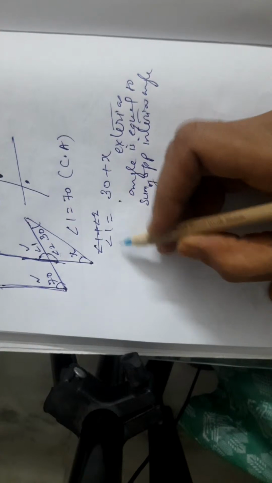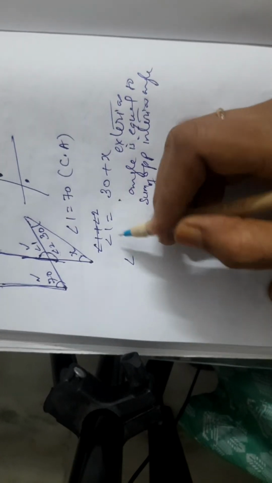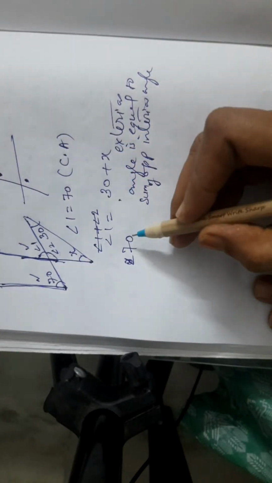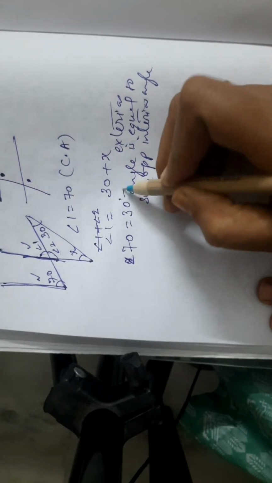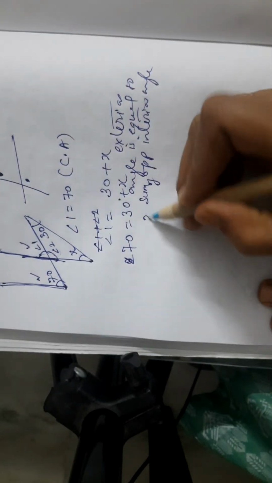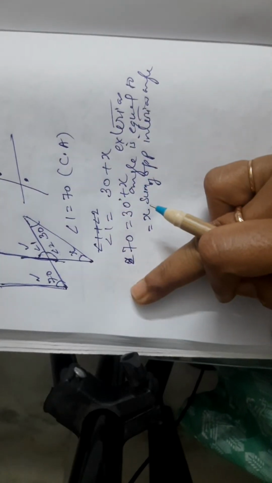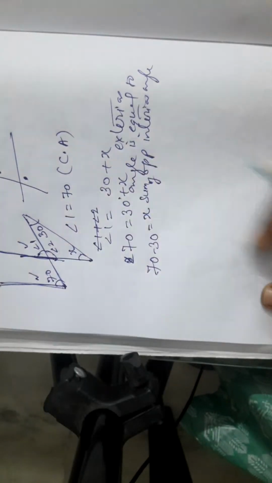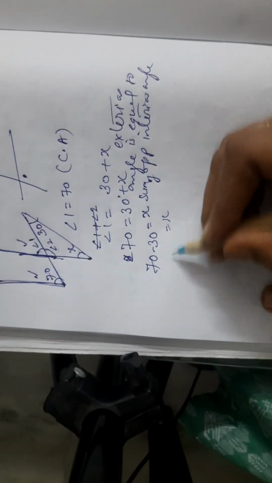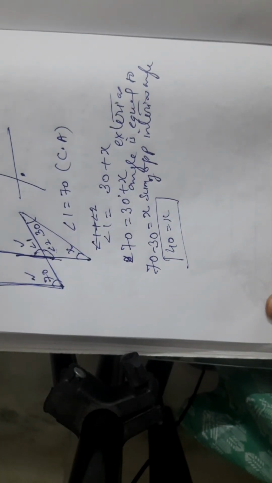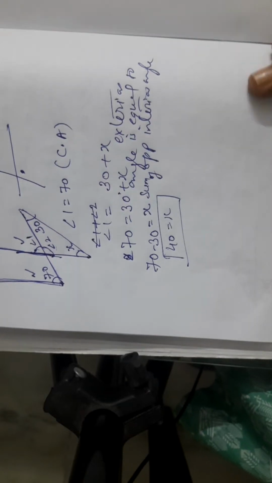Here, 1 we need to find out. So 1 we got 70. Okay, 110 will not come. 70 is equal to 30 plus x. So x will be shifting 30 that side. So it's 70 minus 30. You might have calculated this as 110. So we got the answer directly: x is 40. So this I did by the exterior angle method, and that way you can calculate it.